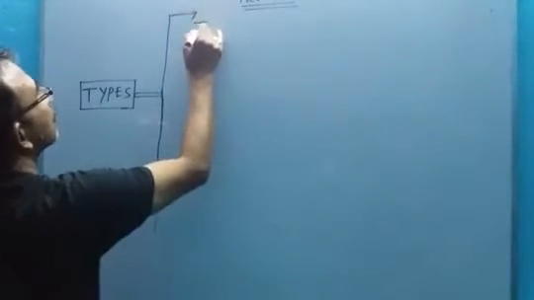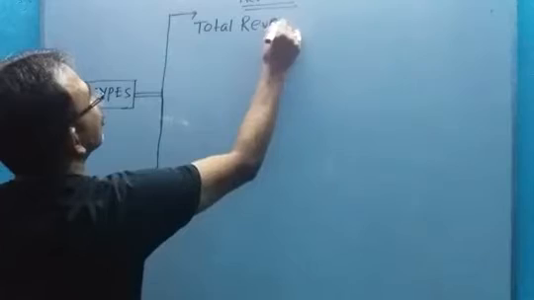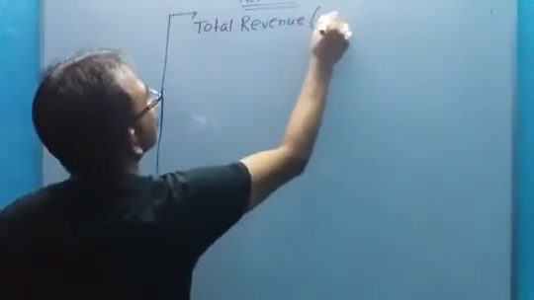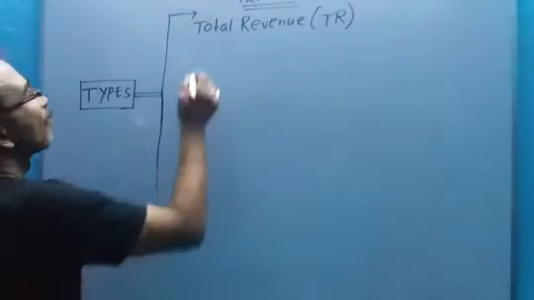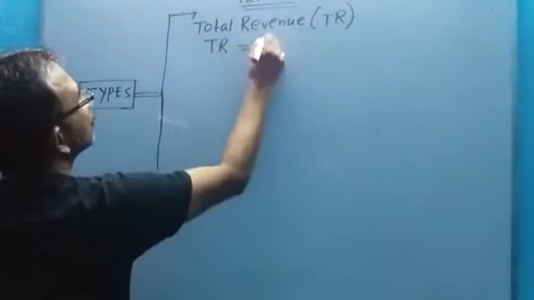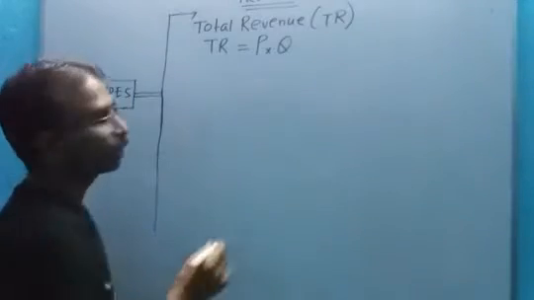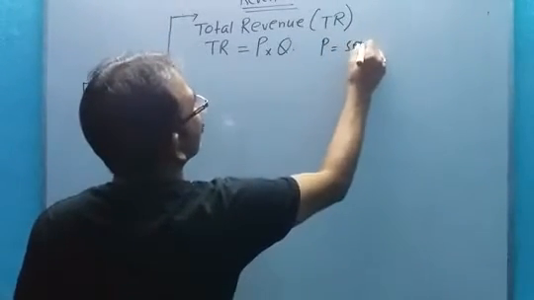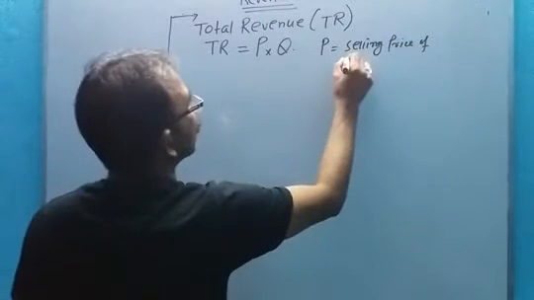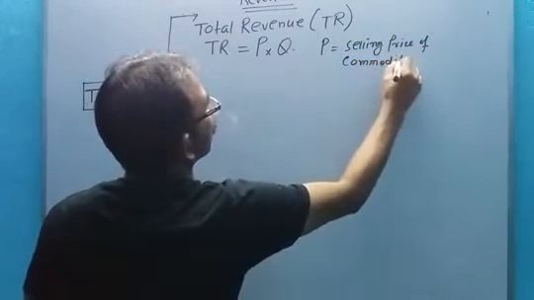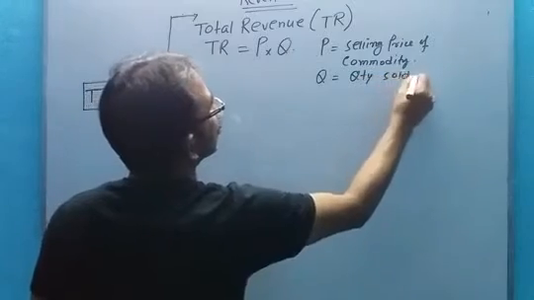The first one is total revenue. Symbolically we can write it as TR. So what does TR mean? TR is equal to P into Q. Here P is equal to the selling price of the commodity, and Q is equal to the quantity sold.